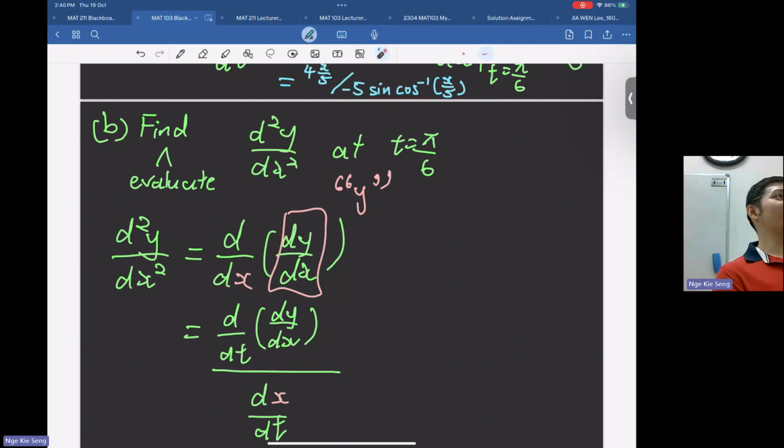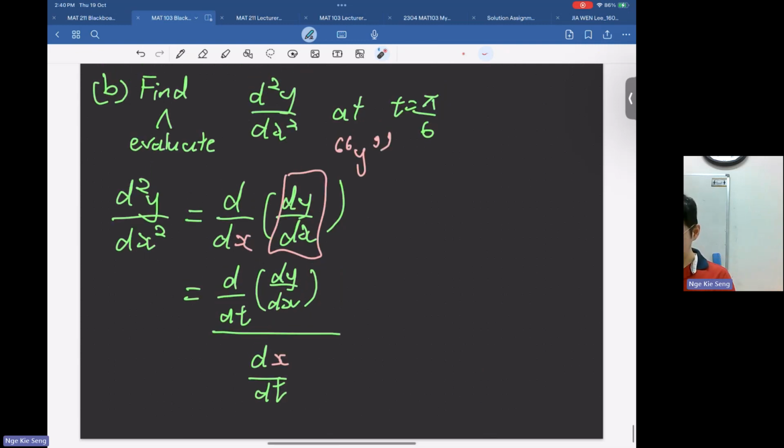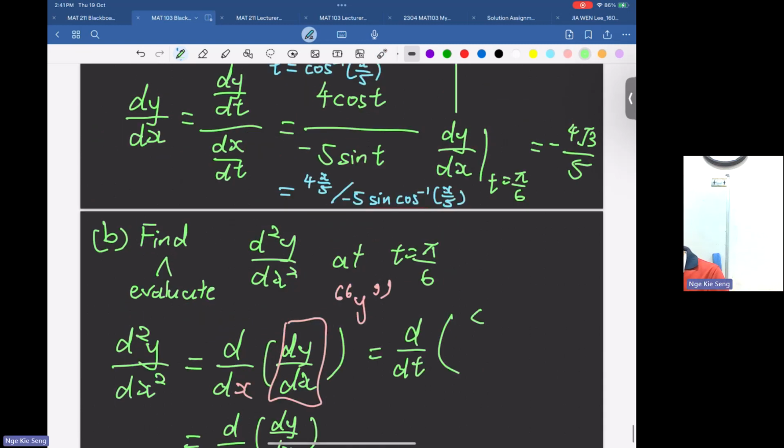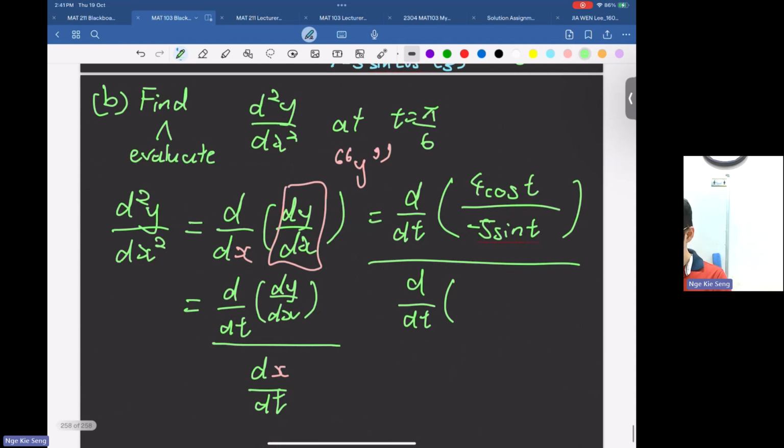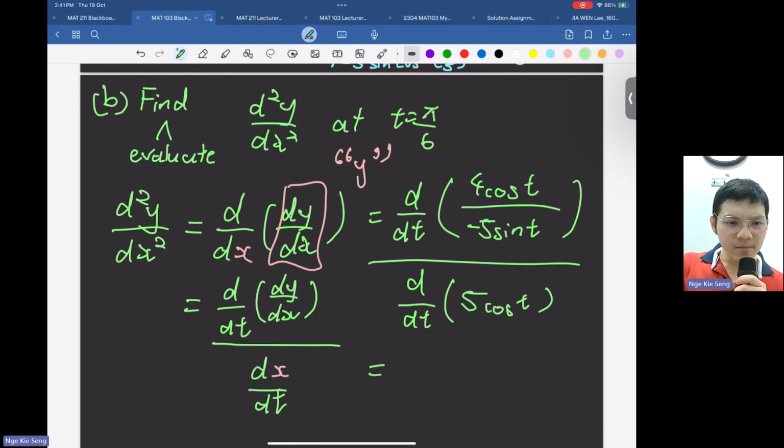So can we compute now? Let's write it down. d over dt of 4 cos t over minus 5 sine t. And then differentiate x with respect to t. What is our x? x is 5 cos t. To compute the top part, you need to use the quotient rule. So let's use the quotient rule. What do we get?